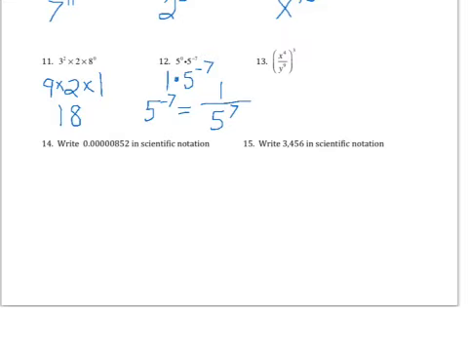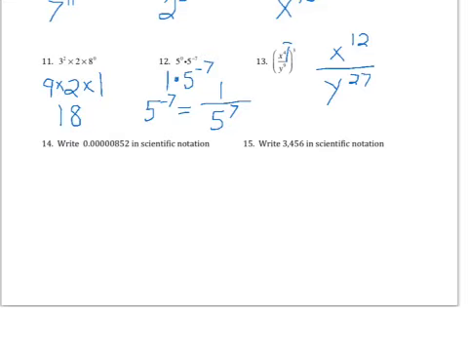For 13, we have x to the 4th divided by y to the 9th raised to the 3rd. So we want to distribute our exponent to both the numerator and the denominator. And we need to remember that we need to multiply our exponents. So we have x to the 12th over y to the 27th. And you need to stop at this point. We are not allowed to subtract our exponents in this case because the bases are different. We have an x and a y. So that is our final answer.